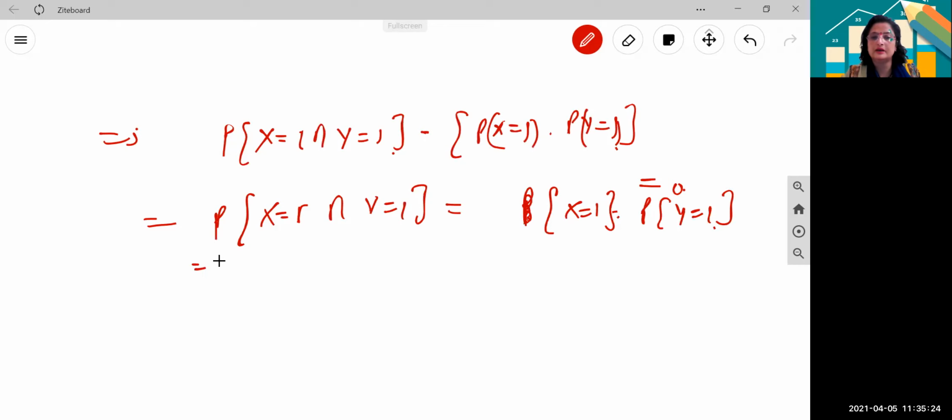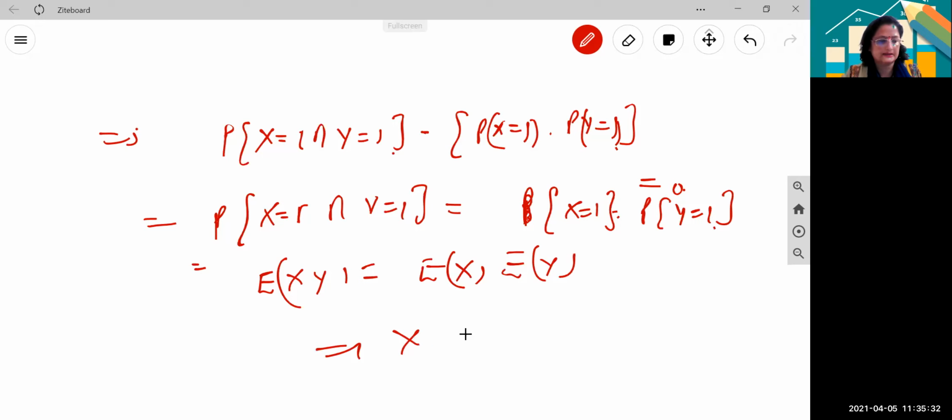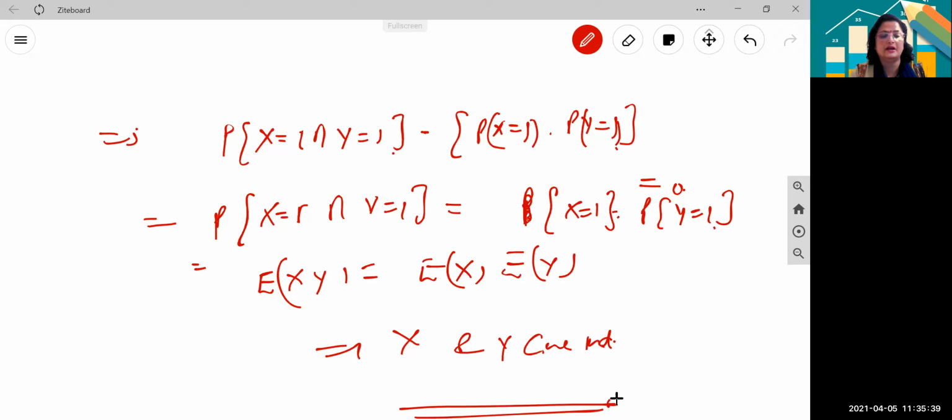So this is what you wanted to prove, that is expected of xy is equal to expected of x into expected of y implies x and y are independent. So this is an example where uncorrelated variables are independent. So that's all for today. I hope the point is clear to all of you.